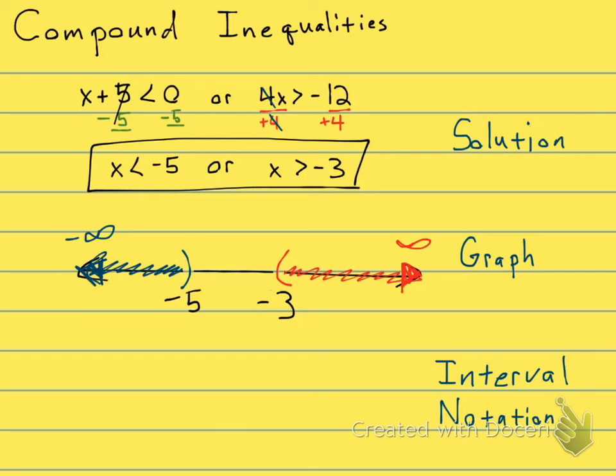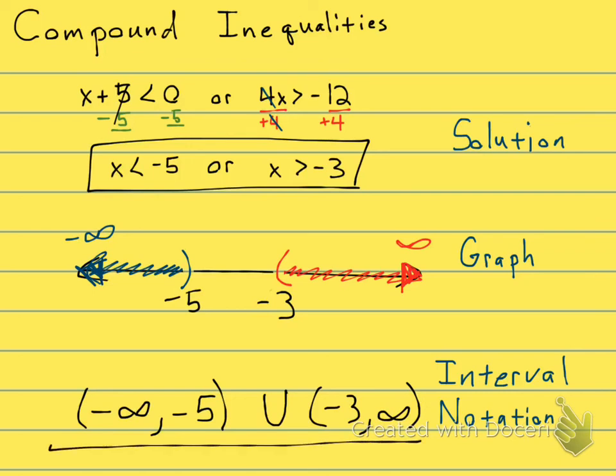Interval notation, this is pretty much just going to drop down. It's everything from negative infinity to negative 5 in union with negative 3 to infinity. The infinities and negative infinities always get parentheses. The negative 5 has a parenthesis. The negative 3 has a parenthesis.